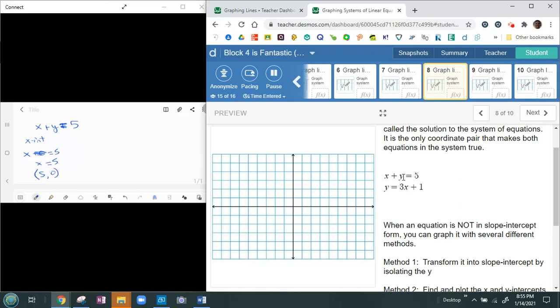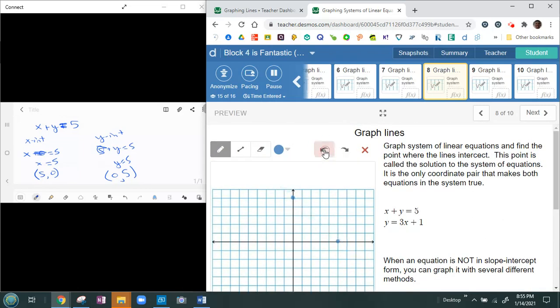That's 1 point. And now my y-intercept, I go x plus y equals 5. Oops, I was supposed to put a 0 in there, right, which cancels out. So y equals 5. So that's going to be (0, 5). So let's plot those two. We got (5, 0) and (0, 5). And we draw our line through. Whoa, I did not want to use that type of drawing tool. I wanted to use this type of drawing tool. There we go.